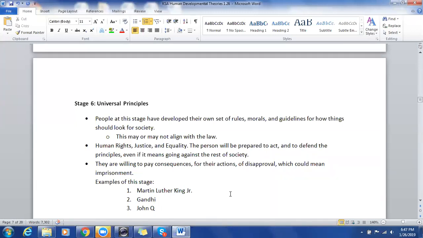Another example would be Mother Teresa. She dedicated her entire life to the benefit of everyone else, regardless of what the world and what government bodies would have said.